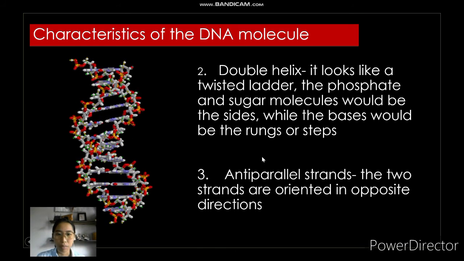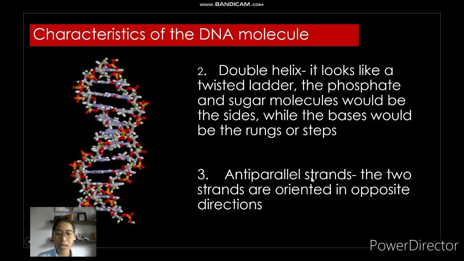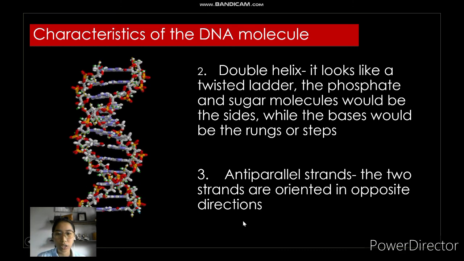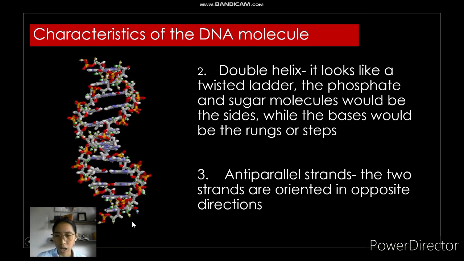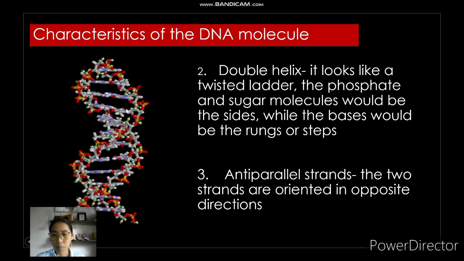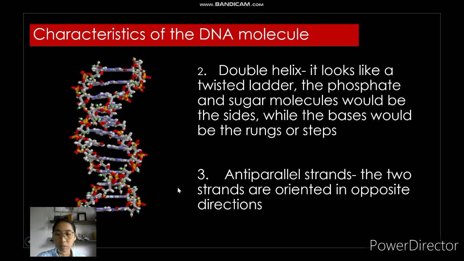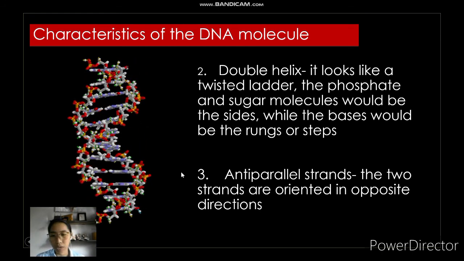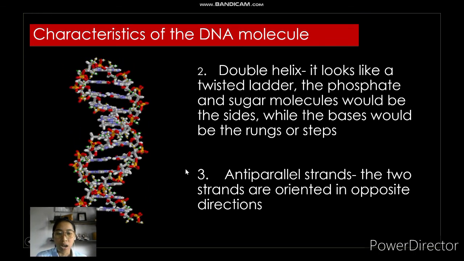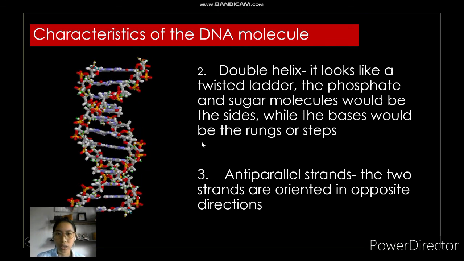Another basic characteristic sa DNA molecule is anti-parallel siya. Anti-parallel strands: the two strands are oriented in opposite directions. Kung atong tan-awon og maayo, ang isa ka strand is nasa 3' to 5' direction, whereas ang iyang kapares is opposite, 5' to 3' direction. Mao na siya ang tawag sa anti-parallel strands or anti-parallelism. So, mao na siya isa ka characteristic sa DNA molecule.